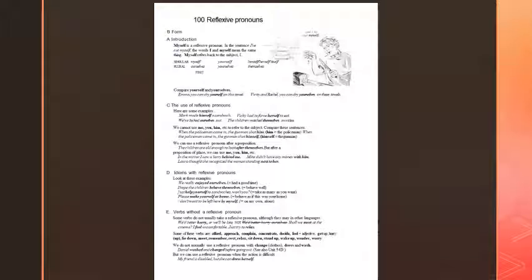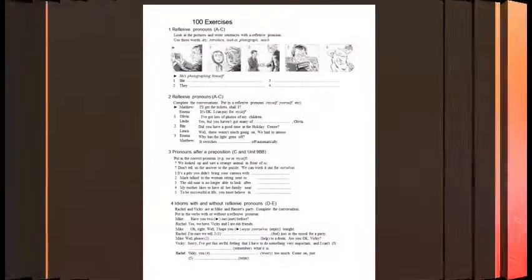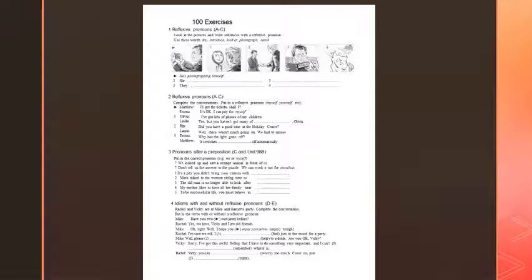Let's move on to the exercise related to Unit 100. So we will do exercise number 3 together from Unit 100. Pronouns after a preposition. This is basically related to section C of Unit 100 and Unit 98 section B. So you can take the help from section B of Unit 98. Put in the correct pronoun, for example, me or myself.